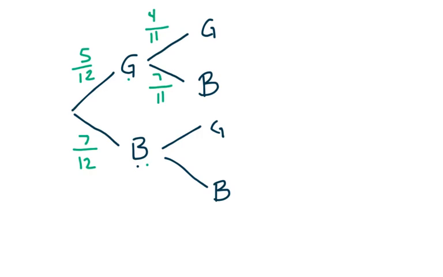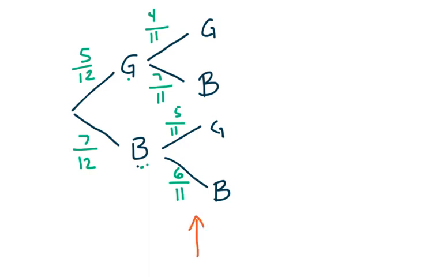So the first one was blue, and I left it out. That means I've got 11 candies left in the bag. I had 5 greens when I started, and I picked out a blue one, so I still have all 5 green ones. I had 7 blues when I started, so of the 11 left in the bag, if I picked out a blue one, I have 6 blues remaining.